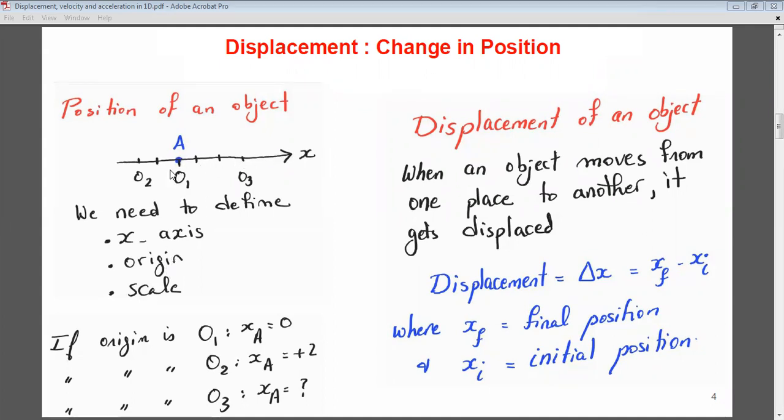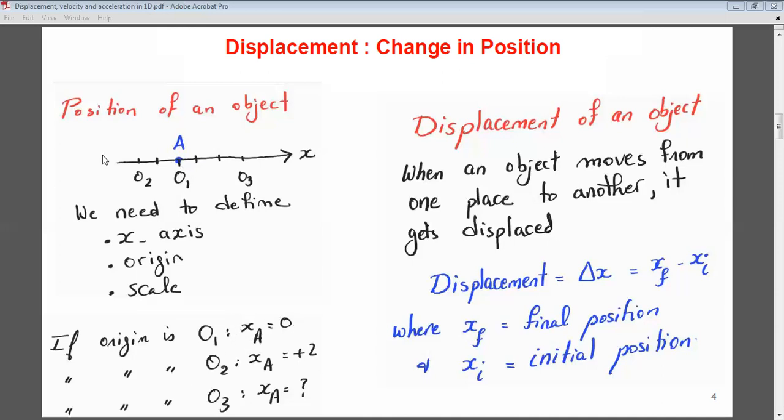We need to define an origin, that this point A is far away from point O1 or from point O2 or from point O3 or point O4. You can put it anywhere you want along the axis. We also need a scale. That is, this point is far away from O2 by 2 points, where the scale is from here to here. Now, what is the position of object A? If the origin is O1, then x of A is on O1. So x of A is 0.